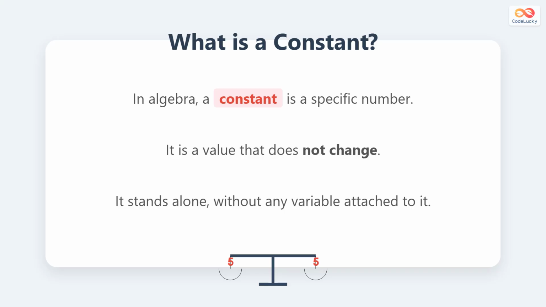In algebra, a constant is simply a number on its own. It is called a constant because its value is constant, meaning it does not change. Unlike a variable which can change, a 5 is always a 5.